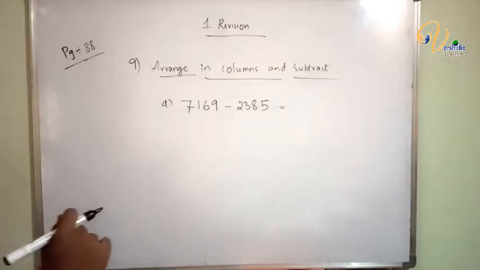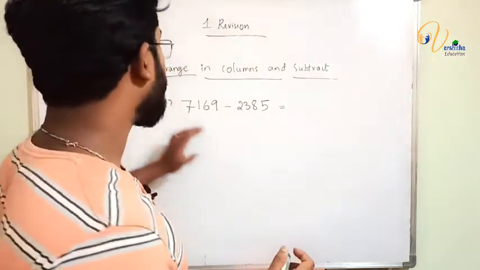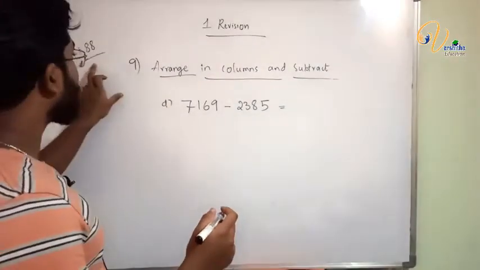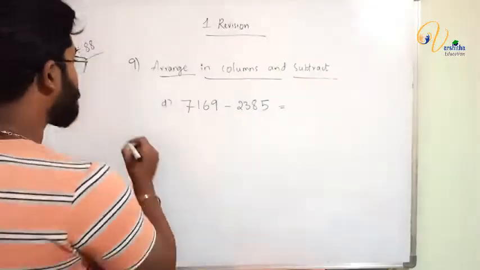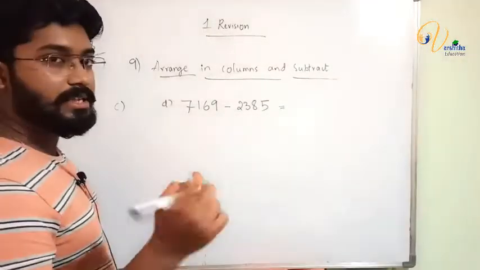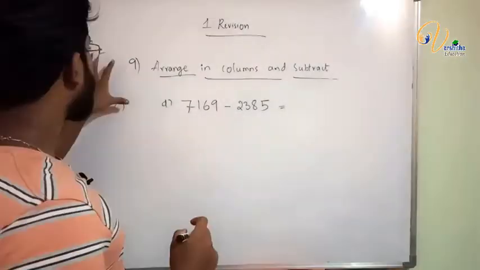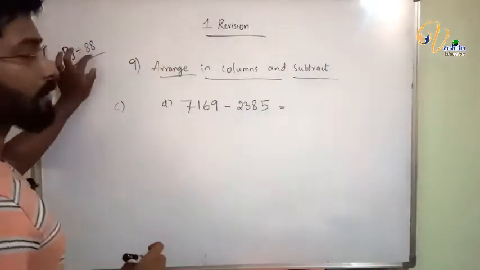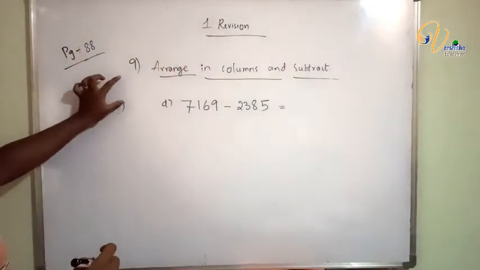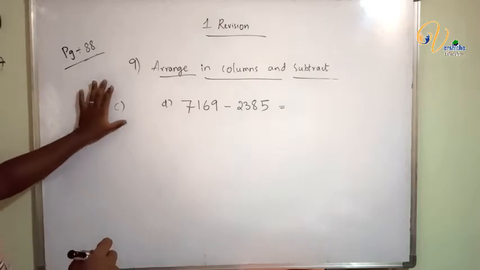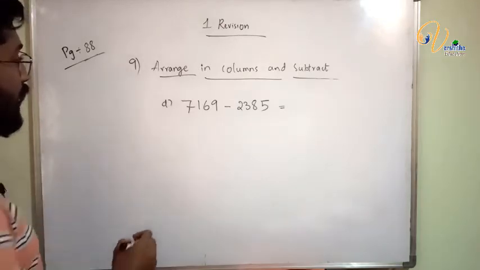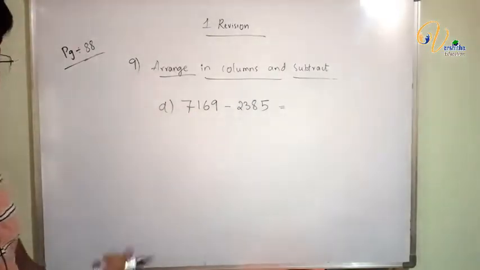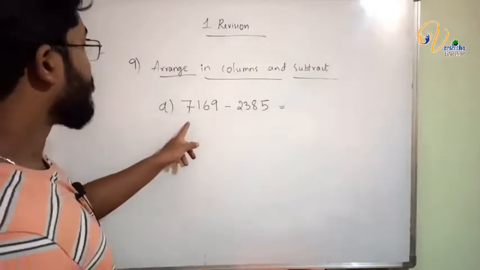So students, in the previous class we completed this revision chapter on page number 88 up to C. Up to here we have completed the 9th bit C. Now let us look at D. Only one is remaining in this bit. After that we will move to the next bit.